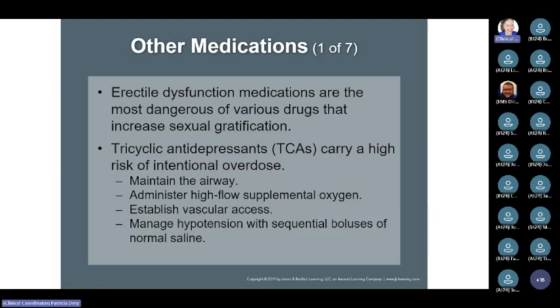Tricyclic antidepressants, those are people that take TCAs. They like to overdose on these guys. And so you're going to have that altered mentation, confused, drowsy, dysrhythmias. You're going to have dry mouth, blurred vision, urinary retention, and constipation. Of course, those are later on, but you're going to have pulmonary edema pretty quickly. But the most serious ones, you're going to look for VTAC, hypotension, respiratory depression, and even seizures. So obviously, we're worried mostly about getting that airway taken care of, high flow O2, vascular access, and managing that hypotension with sequential boluses of normal saline for these guys.